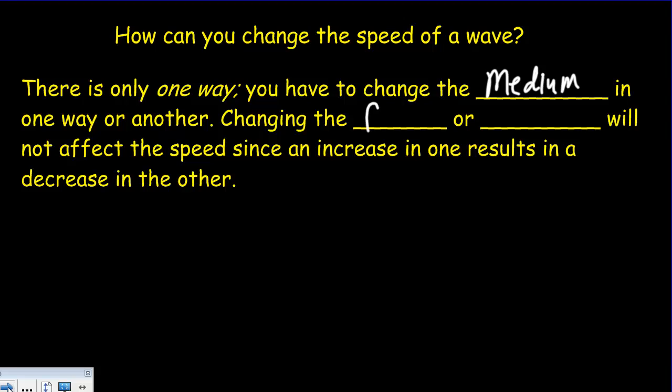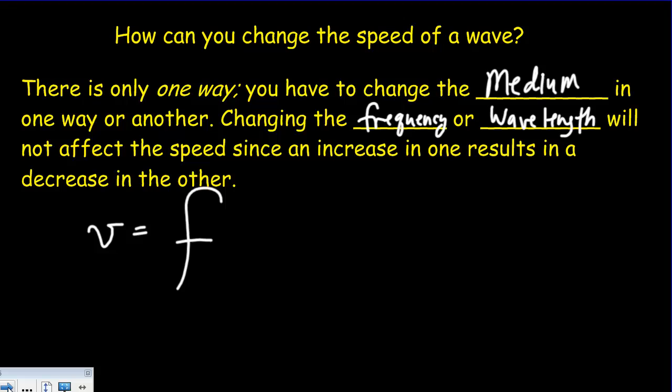If you try to change the frequency or the wavelength, you'll find that as you increase the frequency, so let's say that we had a really high frequency. If we tried to increase our frequency a lot, what happens is the wavelength drops down a lot and the speed doesn't change. Or if you drop the frequency really low, the wavelength gets really long and you end up with the same speed.